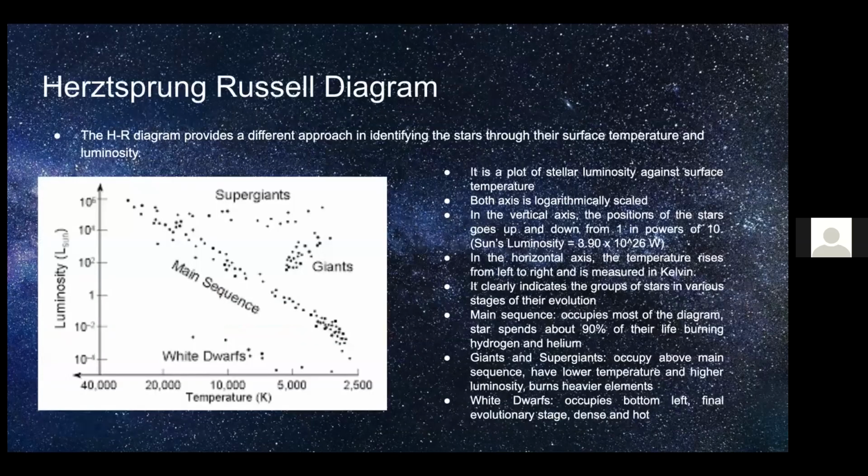The Hertzsprung-Russell diagram also provides a different approach in identifying the stars through their surface temperature and luminosity. It is a plot of stellar luminosity against surface temperature. The x-axis, as you can see, is labeled as temperature, or sometimes can be labeled as spectral class. The y-axis is labeled as luminosity, or the absolute magnitude of the star.